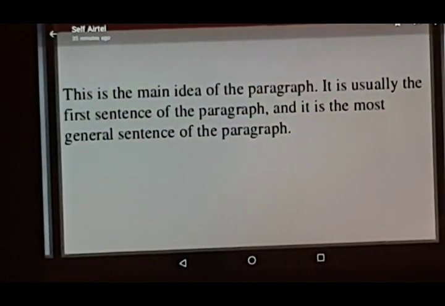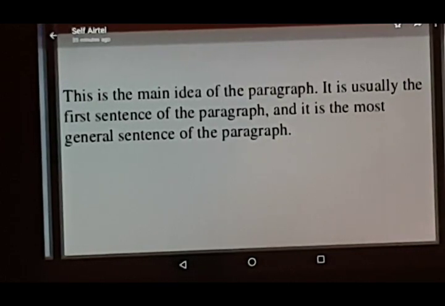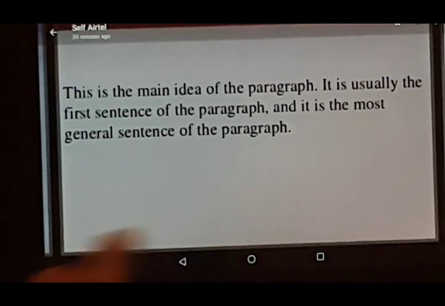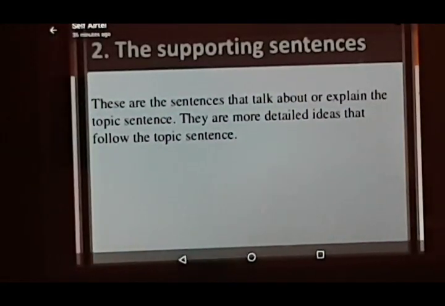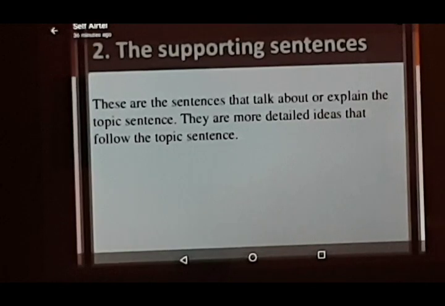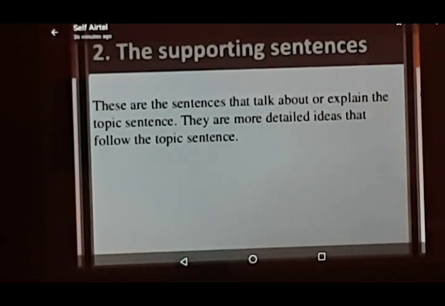Now, the topic sentence. The topic sentence is the main idea of the paragraph. It is usually the first sentence of the paragraph, and it is the most general sentence of the paragraph. Now, the supporting sentences. These are the sentences that talk about or explain the topic sentence. That means they give support to the topic sentence or the subject.